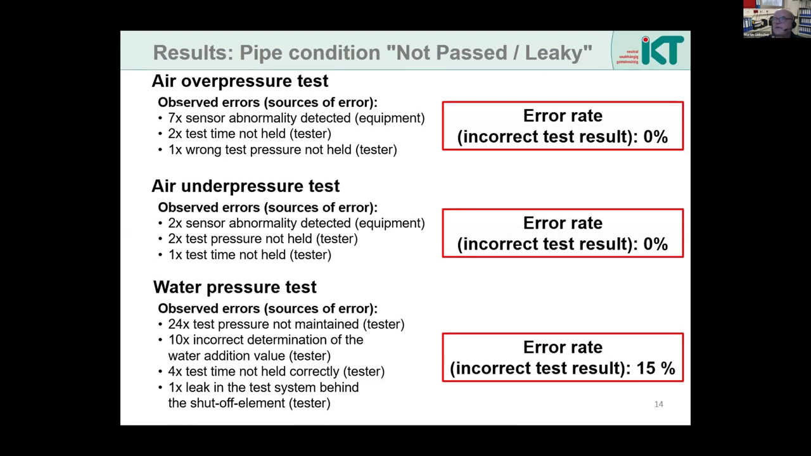We had these errors, but all 3 tests went very good. On the leaky pipes, you see an error rate of 0% at the air tests, and 15% at the water pressure test. So this was, I think, not so bad.